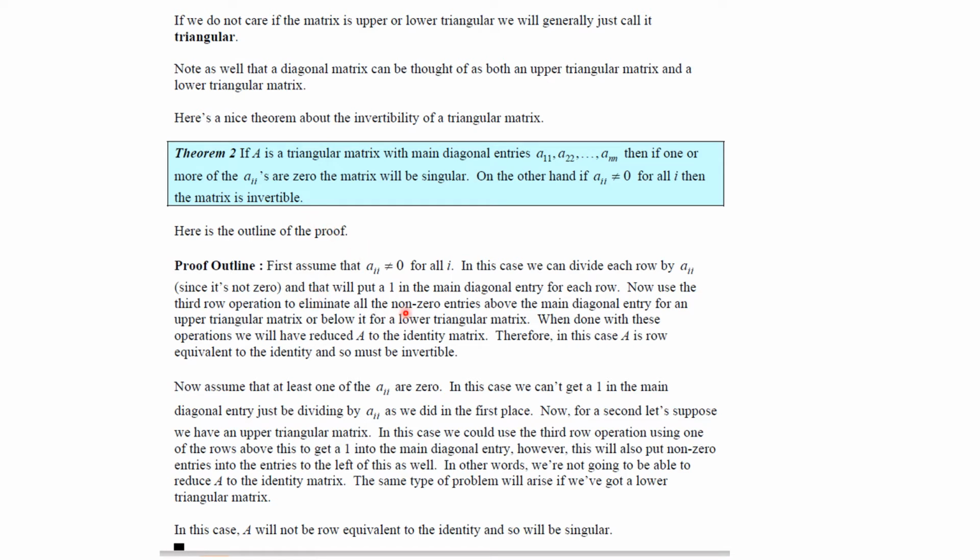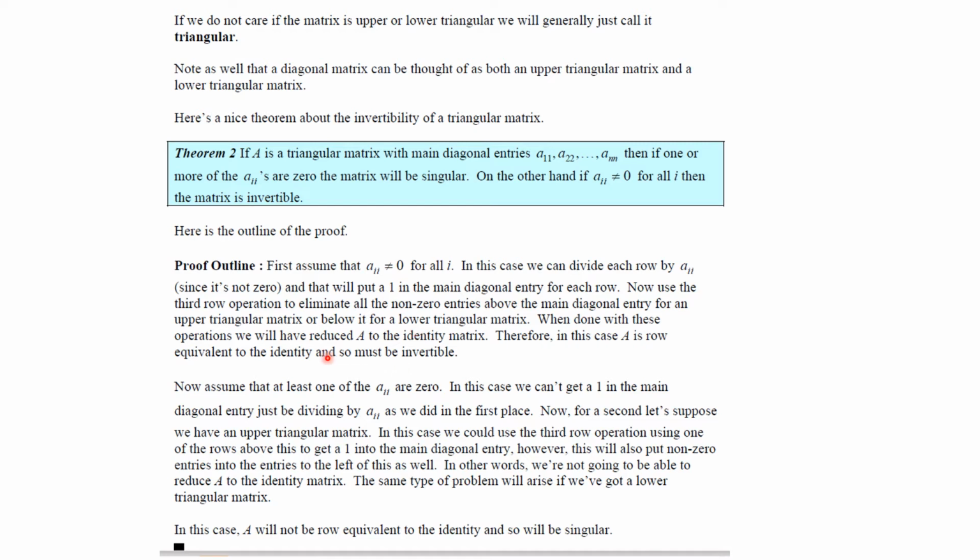First, assume that none of these diagonal elements are zero. In this case, we can divide each row by a_ii since it's not zero, and that'll put a 1 in the main diagonal for each row. And now use the third row operation to eliminate all the non-zero entries above the main diagonal entry for an upper triangular, or below it for a lower triangular matrix.